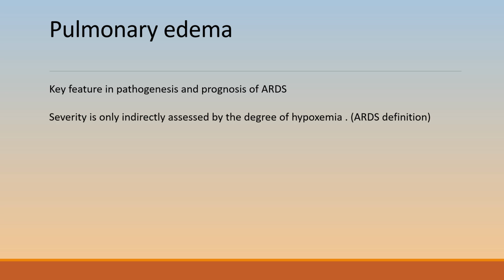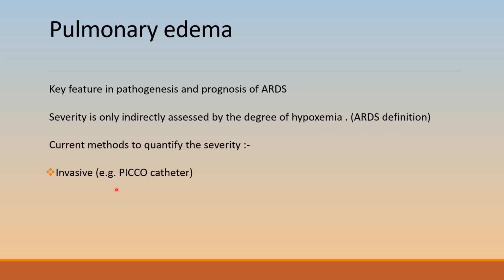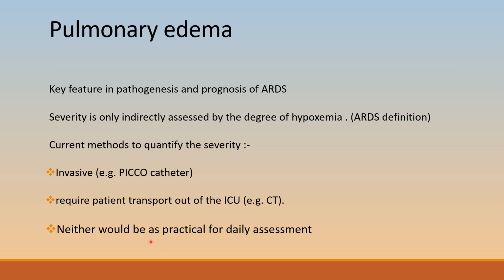Pulmonary edema is the key feature in the pathogenesis and prognosis of ARDS. Severity can only be indirectly assessed by the degree of hypoxemia as per ARDS definition. But to quantify the severity, it can be done either by the invasive method or with the help of CT scan. Neither would be practical for daily assessment.